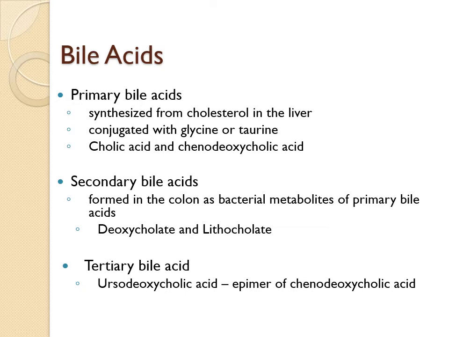Now, the secondary bile acids are derivatives from your primary bile acids. They are formed in the colon as bacterial metabolites of primary bile acids. The two types of secondary bile acids are your deoxycholate and your lithocholate. And a tertiary bile acid is your ursodeoxycholic acid, which is an epimer of your chenodeoxycholic acid.